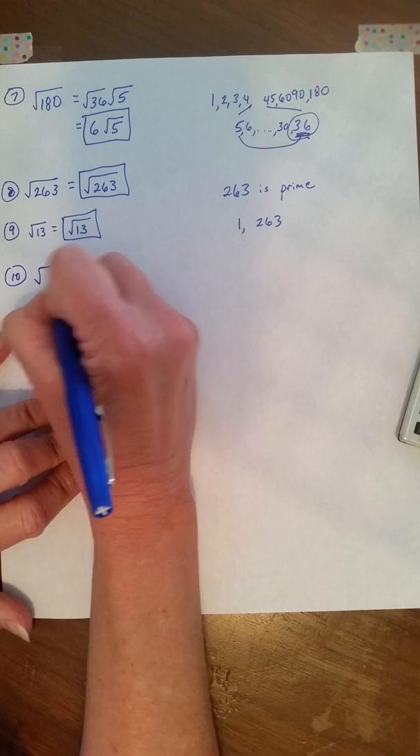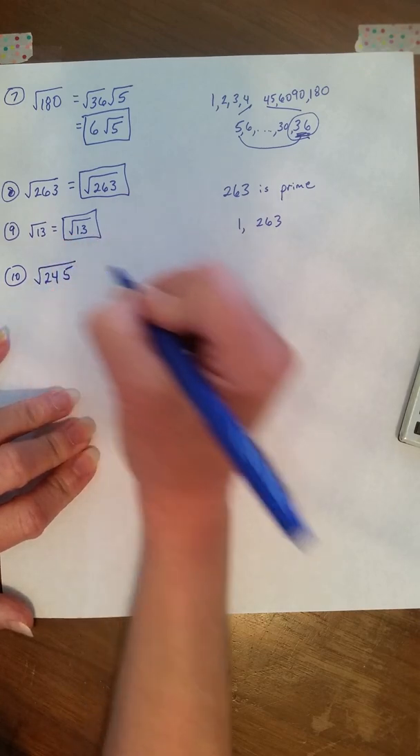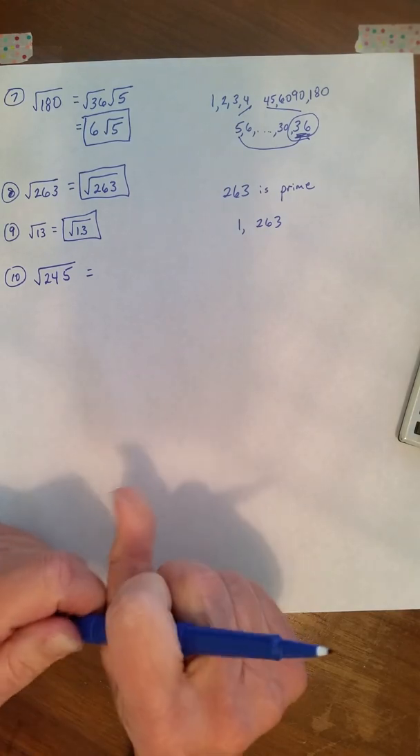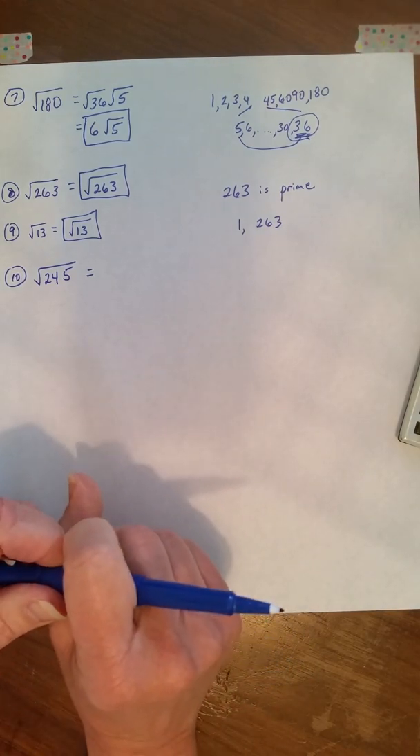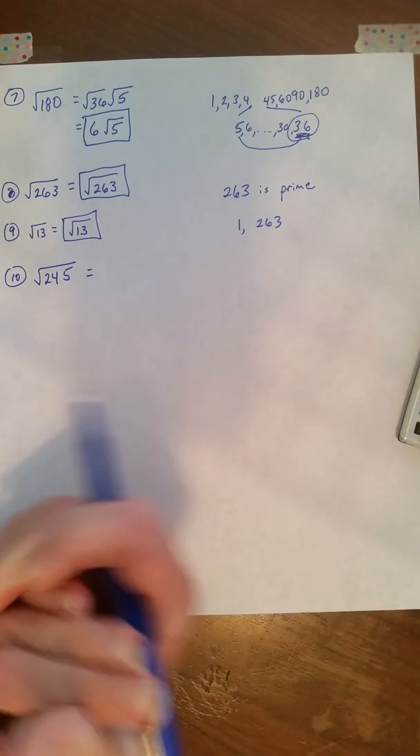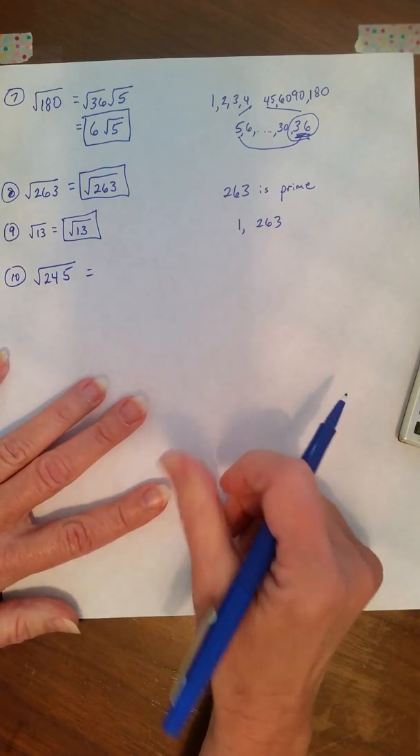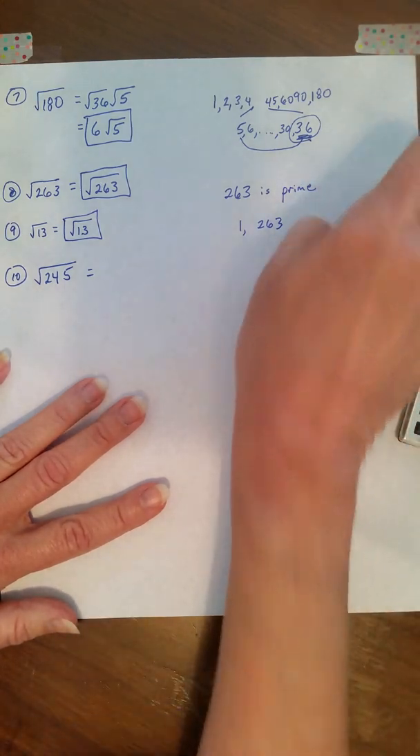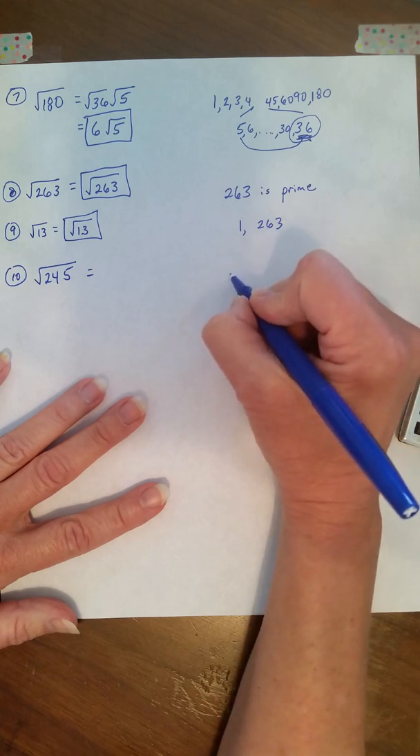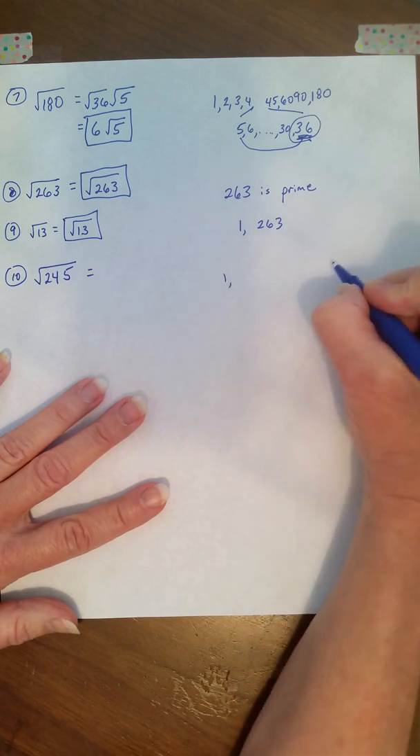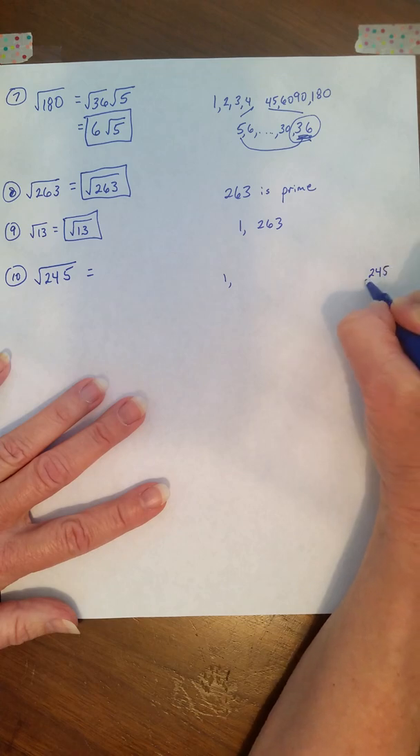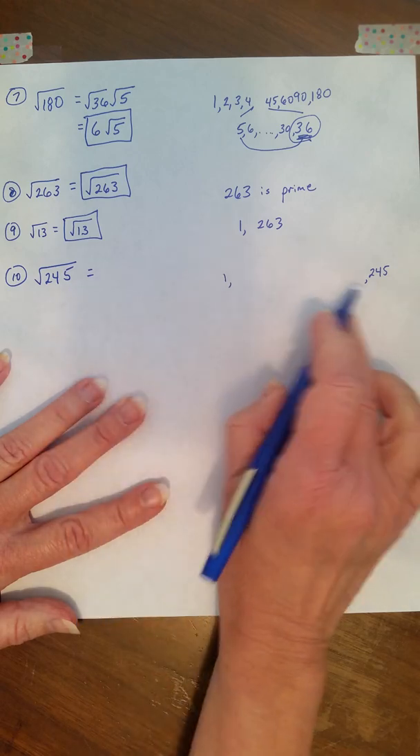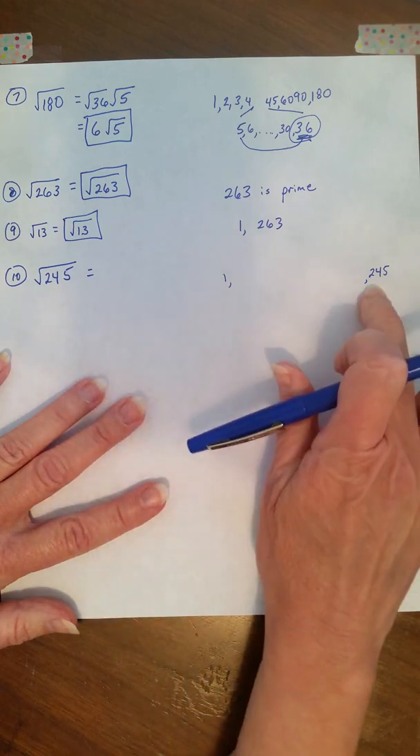The square root of 245. Okay, maybe hit pause, try this one on your own, and then we'll regroup. Okay, how'd you do? Let's see if you got the answer. So 245, now that's a big number. If I look at my factor tree, 1 and 245, it's not divisible by 2, it's not divisible by 3. I apologize, this is not a factor tree. I'm listing the factors of 245.